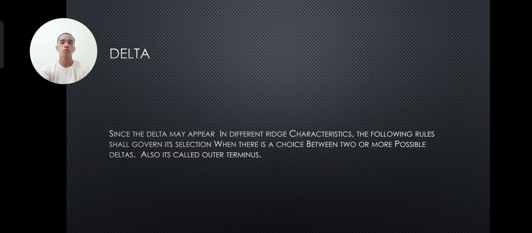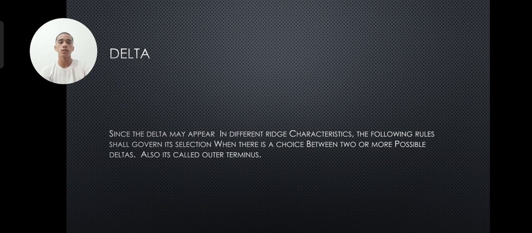So unsa man sad ning type lines? So type lines, it is a point of divergence of the two type lines. So si type lines is katunay siyang duha ka ridge nga naa sa delta. So next, I will proceed to the rules of delta. So there are 5 rules of delta.